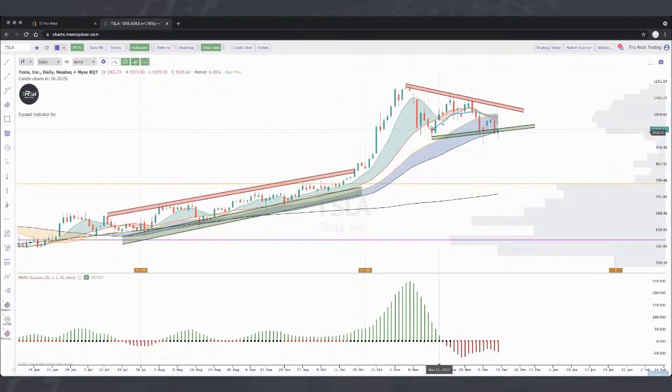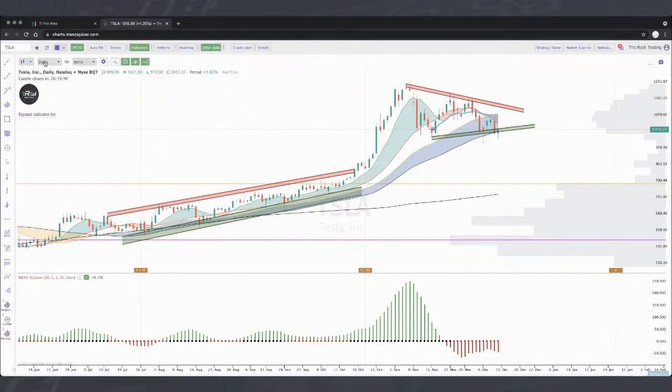Now, of course, you can still play this. There's money to be made here. I'm not saying that there's no money to be made here. However, this particular indicator is indicating that the momentum on Tesla is definitely on the bearish side. So just be careful with Teslas. You can always play the scalps.